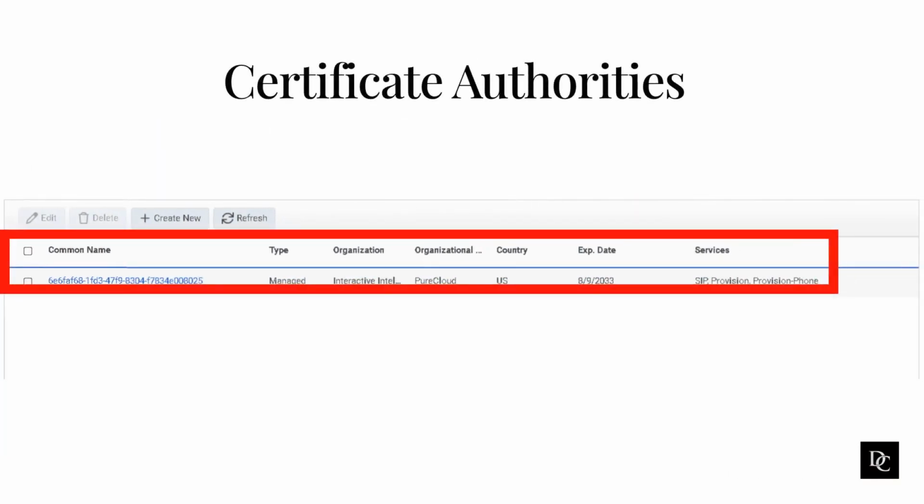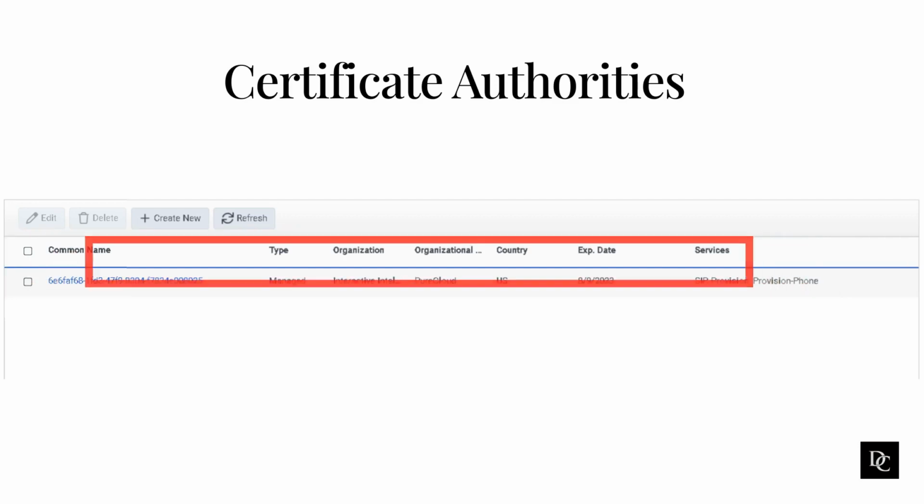Moving on to certificate authorities. Digital certificates ensure the identification of a trusted authority through encryption. Genesys Cloud supports two types of digital certificates, managed and remote. There is only one managed digital certificate for your Genesys Cloud organization, and it is set up and managed by Genesys. Genesys Cloud uses this managed certificate authority to create trusted TLS connections for components, such as the edge and managed phones.